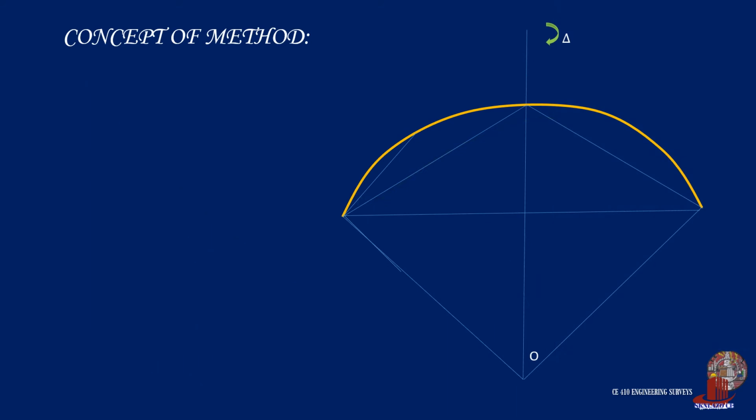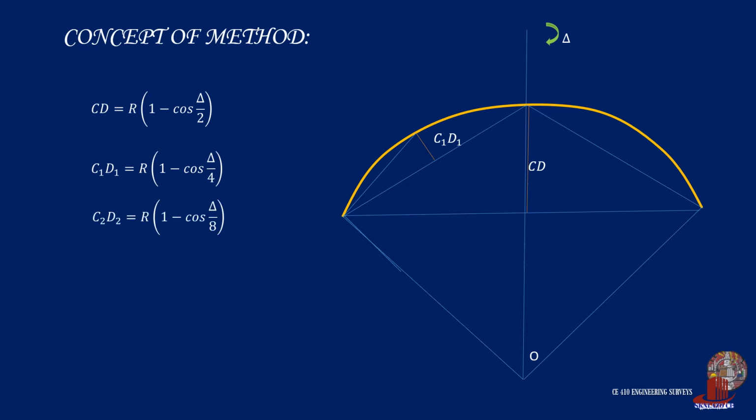With the whole long chord suggesting that CD is equal to R times 1 minus cosine of half of delta, and half the curve resulting to C1D1, which is equal to R times 1 minus cosine of 1/4 of delta, we can have a conclusion that the next iterations will be of the same formula but with changes in the proportions of delta.